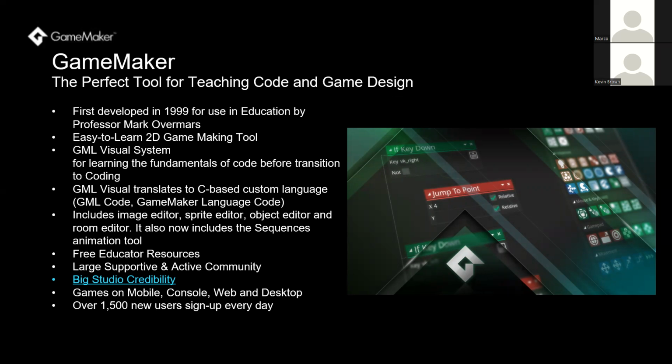GameMaker was first developed in 1999 for use in education. It is an easy to learn 2D game making tool. Being 2D is important for learning because it removes much of the complexity associated with 3D and allows for faster progress. GML Visual, or GameMaker Language Visual, is a system for no-code development.